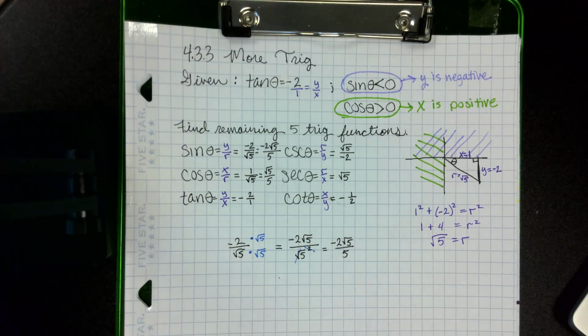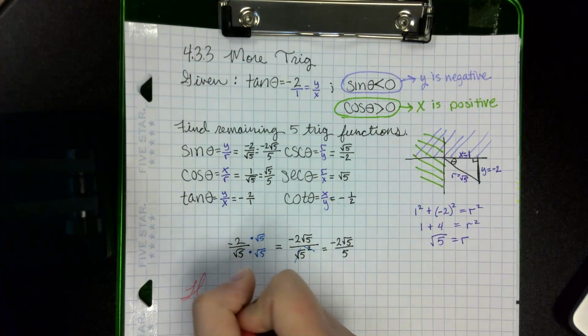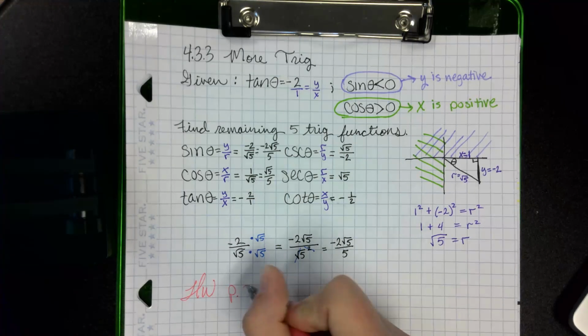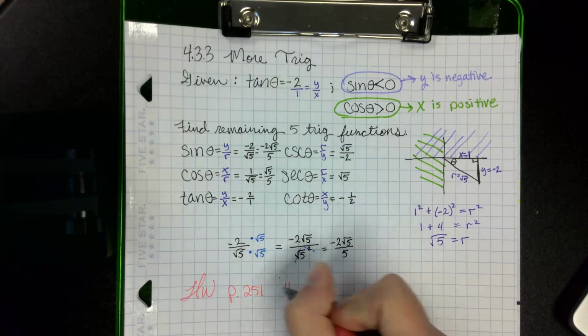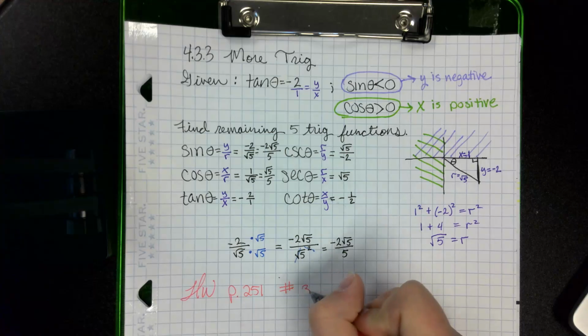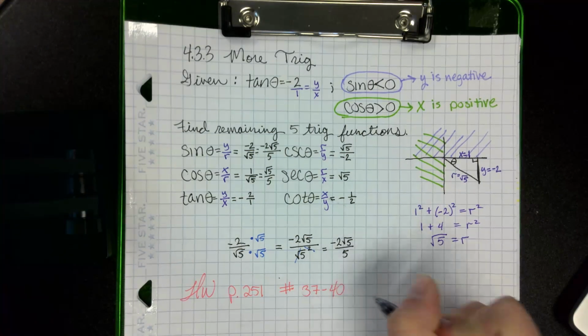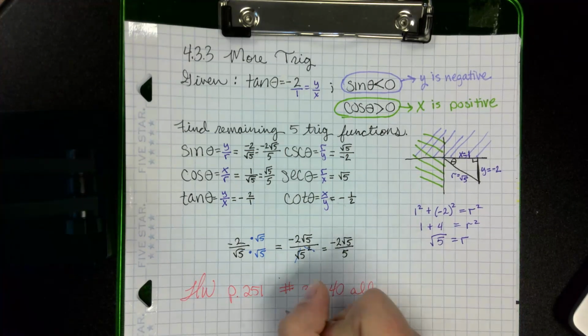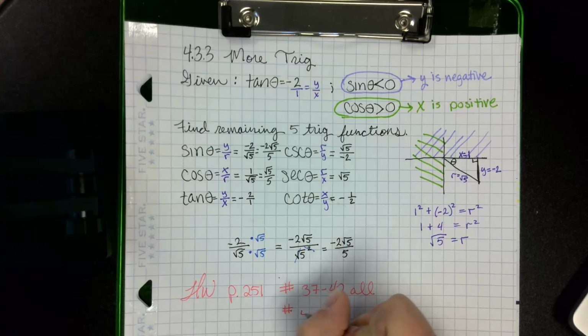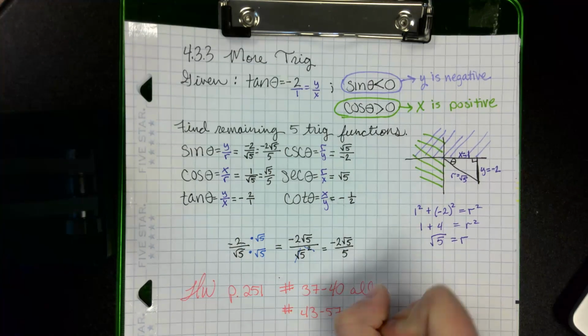All right, so these problems, your assignment is still page 251. You're going to do numbers 37 to 40, all of them. It's 4 problems. And numbers 43 to 57, odds only.